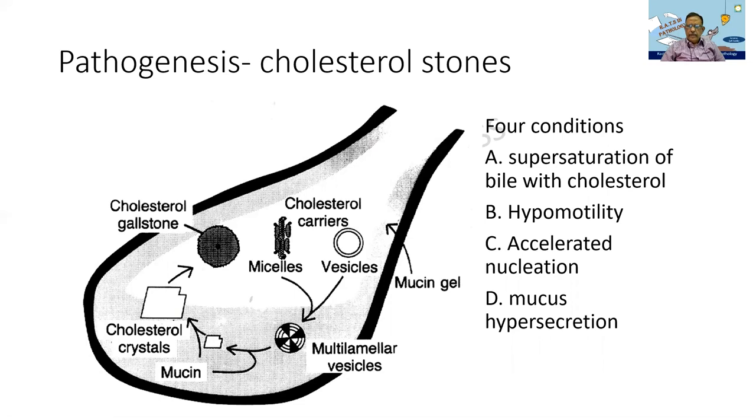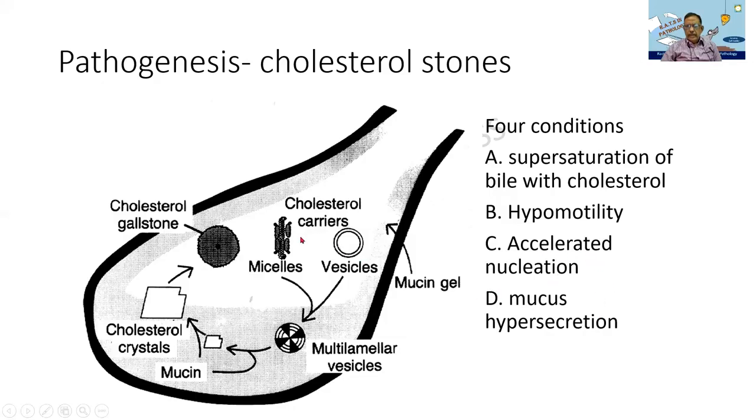Now come back to the pathogenesis. Cholesterol usually is soluble. It is found in a soluble form within the gallbladder. Now what will happen is whenever there is a supersaturation, it contains more of the material than is usually dissolved. That is called supersaturation. That can be one reason. Second one is hypomotility. Whenever there is a stasis, the hypomotility also can lead to the precipitation of the solute. Solute is a substance that is dissolved, and solvent is the one that dissolves it.